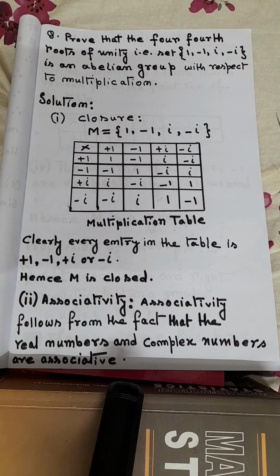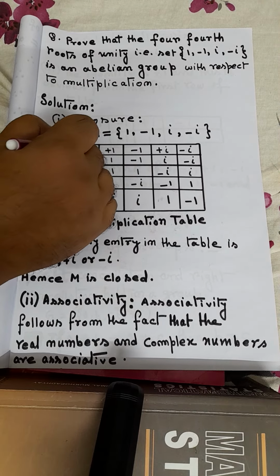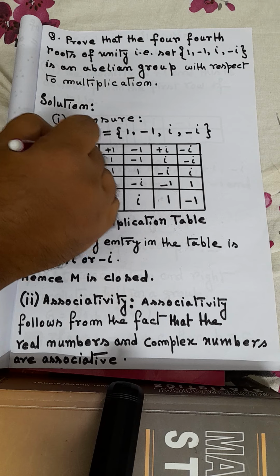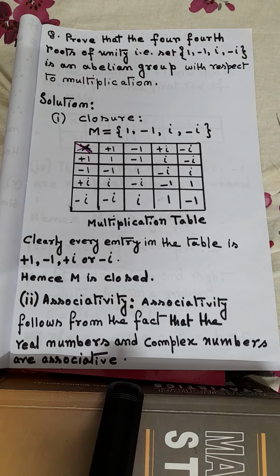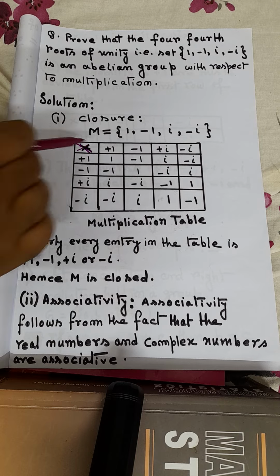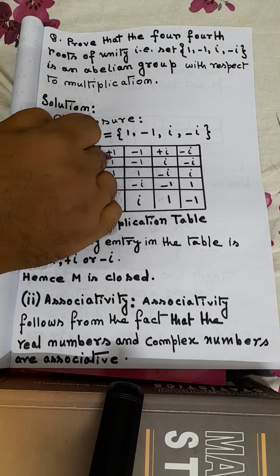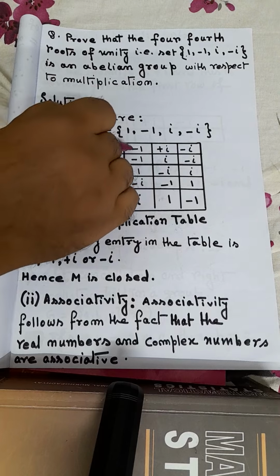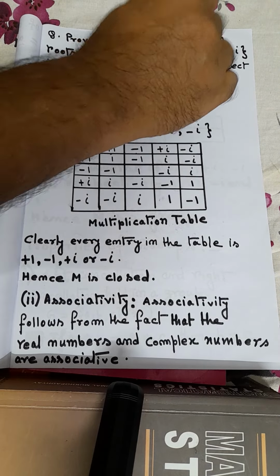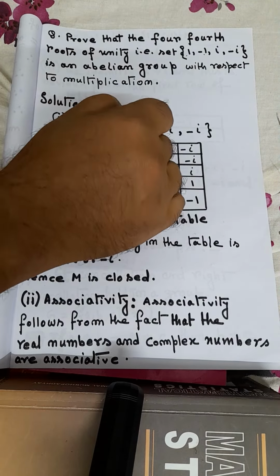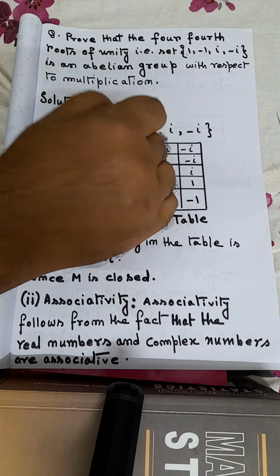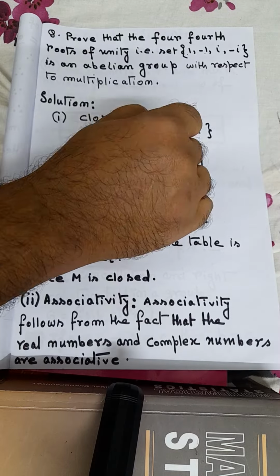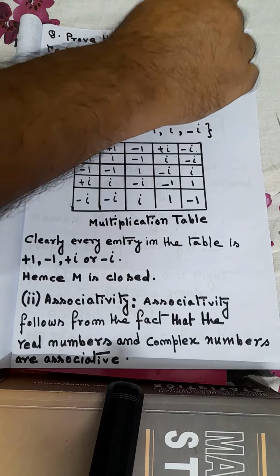So in the row, this is the operation multiplication. In the first row, first column, the multiplication is the operation. The first row, second column, the first element plus 1. First row, second column, we have put the second element minus 1. First row, third column, we put the third element plus I. And the first row, fourth column, we have put minus I, right?